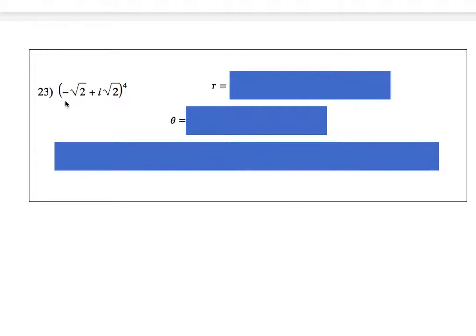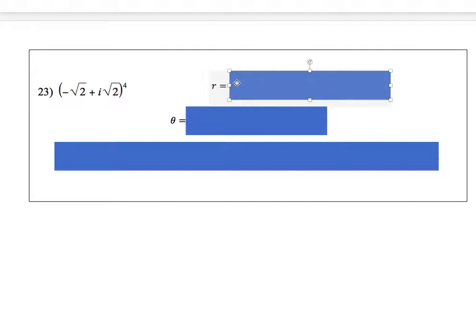We've got a complex binomial with an i in here, and it's raised to the fourth power. And we want to put this in rectangular form. We want to simplify it and put it in rectangular form. All right, so to do that, we need to first find our r value and our theta.